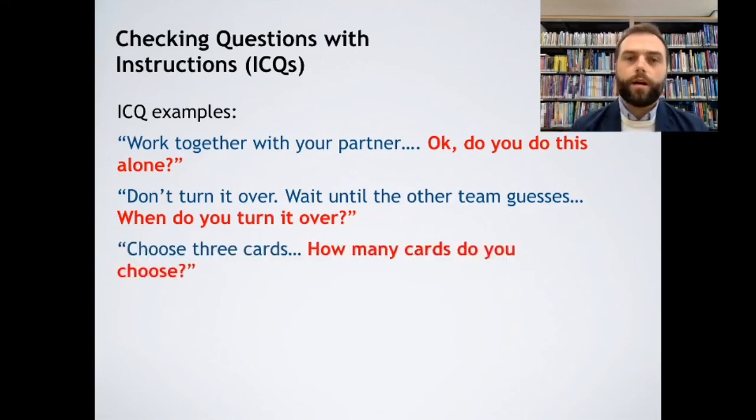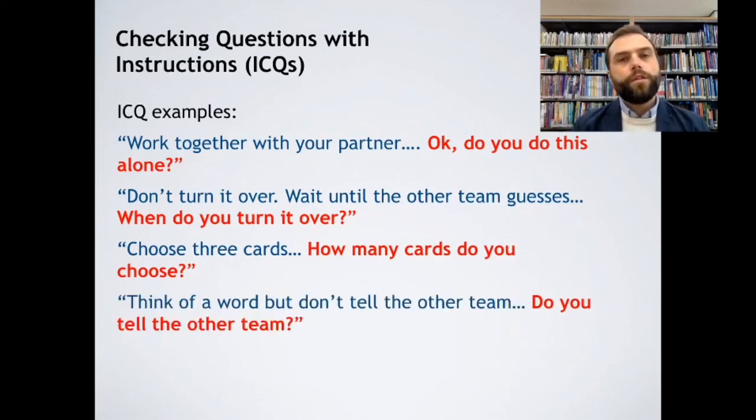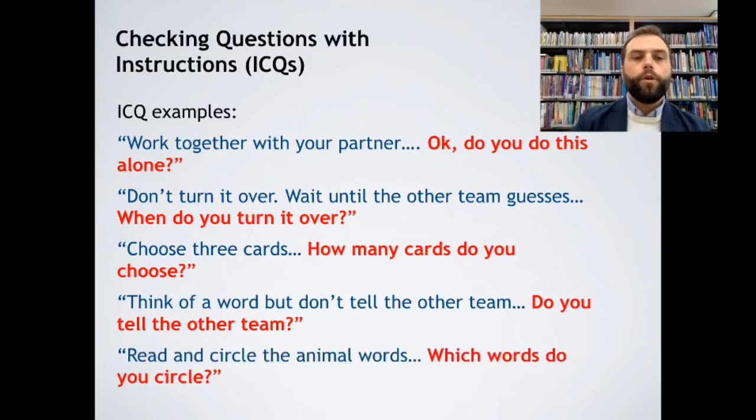Choose 3 cards. How many cards do you choose? Think of a word, but don't tell the other team. Do you tell the other team? Read and circle the animal words. Which words do you circle?